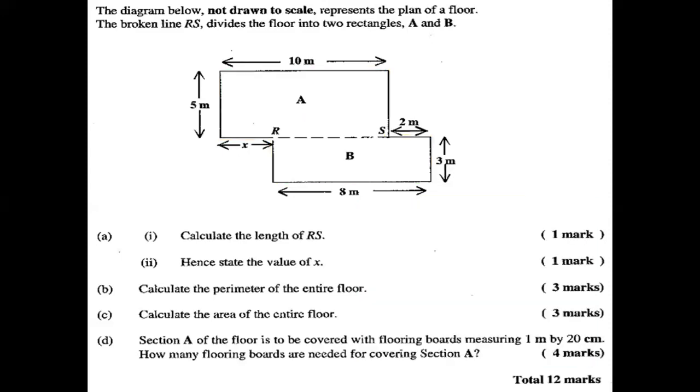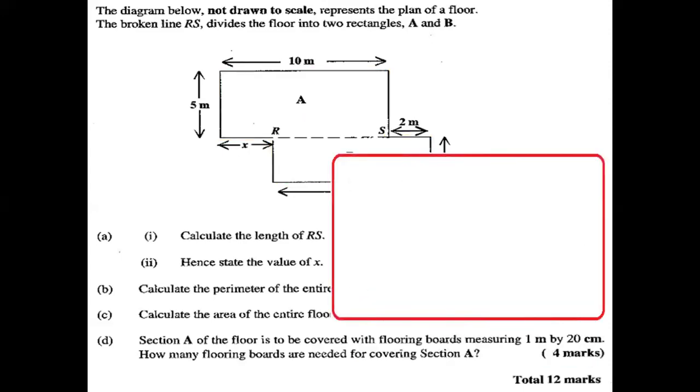Then part D now: section A of the floor is to be covered with flooring boards measuring 1 meter by 20 centimeters. How many flooring boards are needed to cover section A? All right, so let's say we have some boards here, 1, 2, 3, covering. The question is asking how many of these will be needed to cover all of section A. The area for section A, we have 50 meters squared.